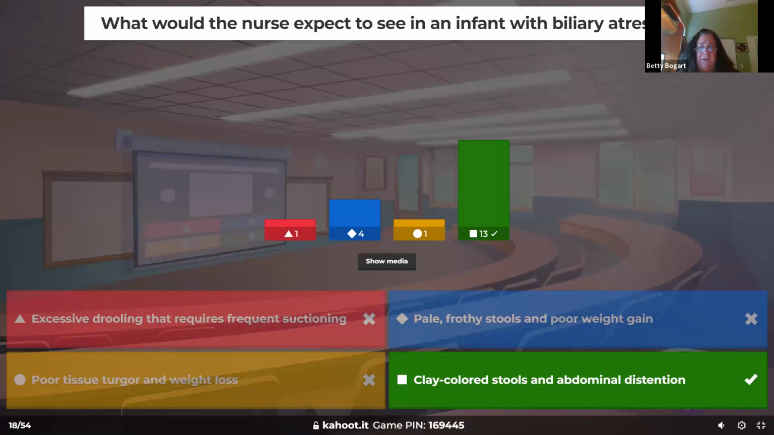Also, what does bile do? It digests fat. Even formulas, even breast milk have fat in them. If fat doesn't get used up or digested properly, what does it do to the child? It causes gas, abdominal distension. So that's why clay-colored stools and abdominal distension. Those frothy things are from your celiac disease.